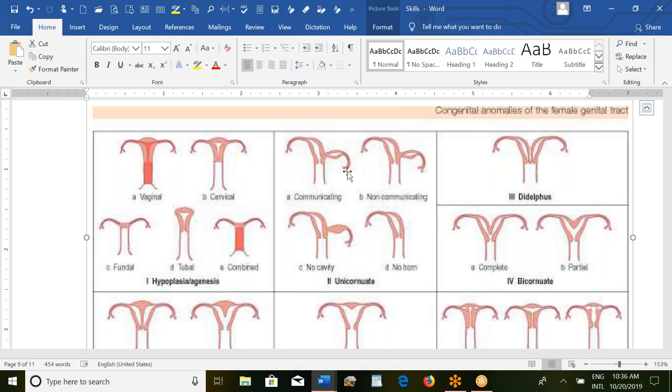And you can go for the resection of the septum in case of recurrent miscarriages.